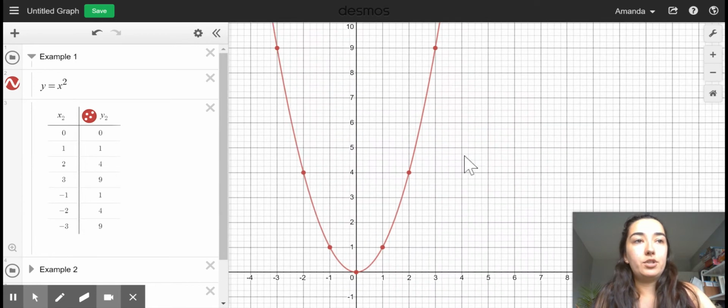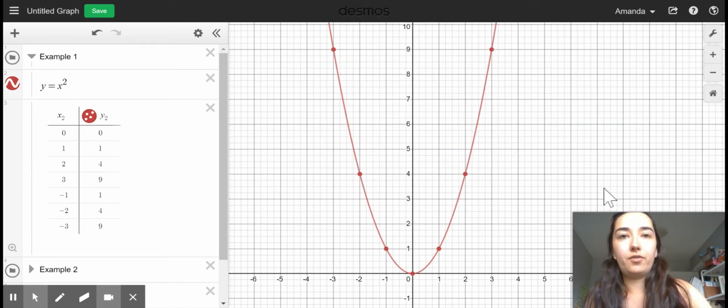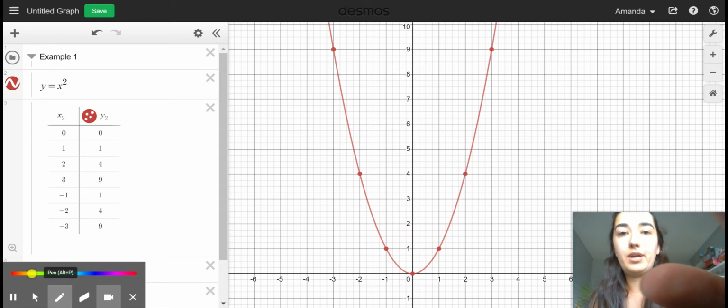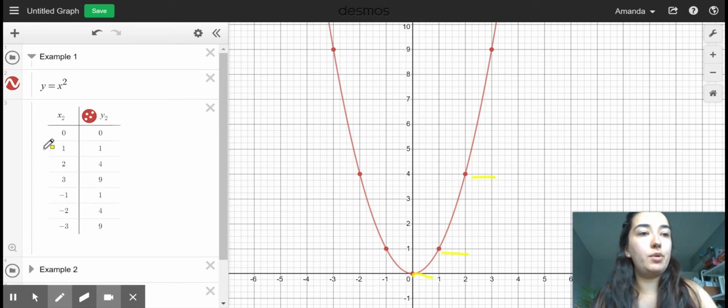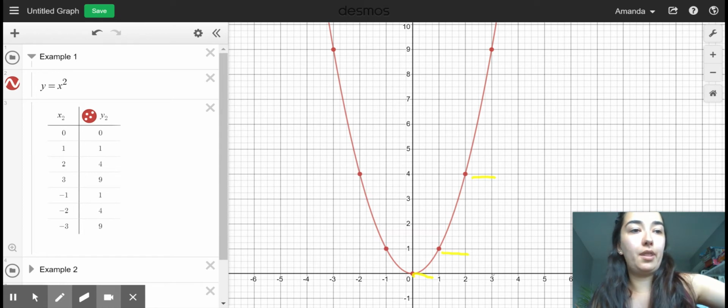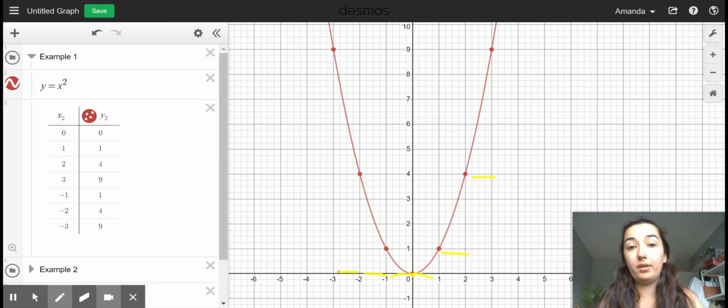Let's zoom in for a second. First things first, I want you to appreciate that every point is increasing by 1 horizontally. The step here is from 0 to 1, 1 to 2, and 2 to 3. Same to the left: 0 to -1, -1 to -2, and -2 to -3. Those are all increasing by 1.